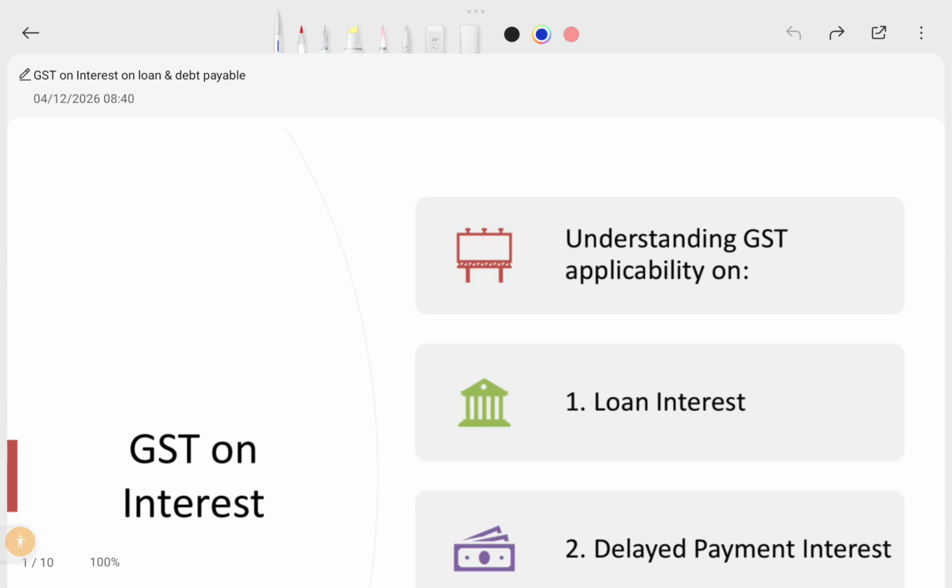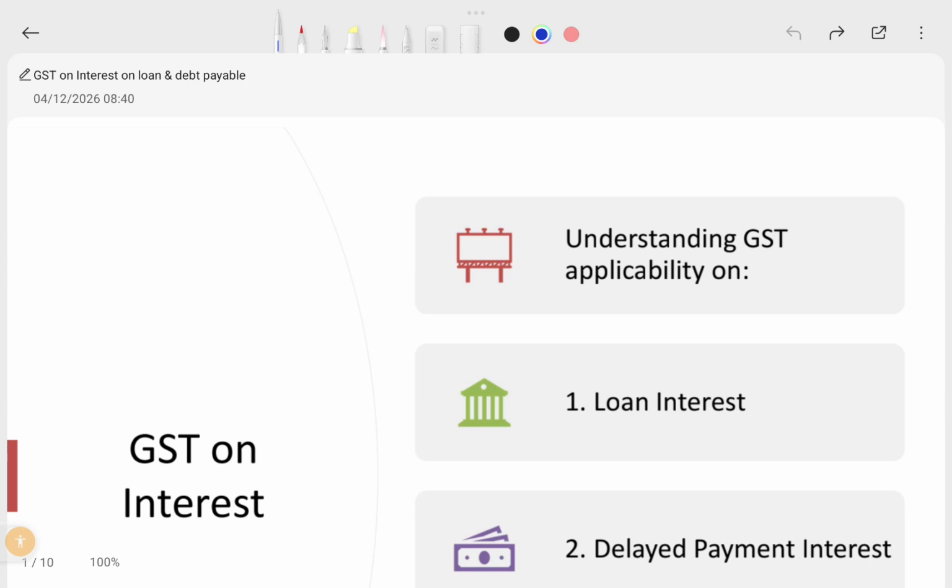Many professionals assume that all types of interest are exempt under GST, but that is not entirely correct. In today's video, we will clearly understand the GST treatment of interest and, more importantly, the distinctions between the loan interest and the interest charged on delayed payments. We will break this down with the relevant provisions under Section 15(2)(d) and exemptions, and the practical examples and common mistakes that can lead to GST exposure.